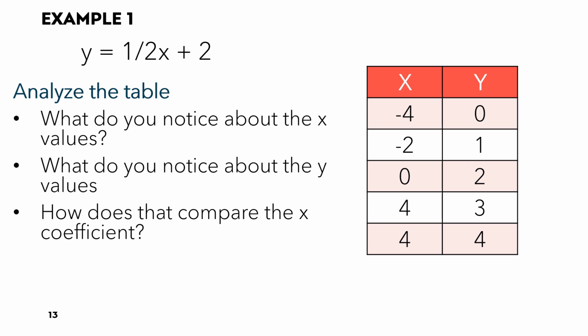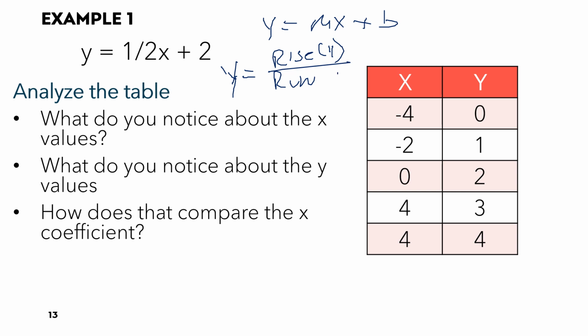Okay, now it's time to analyze the table. A lot of times, especially on standardized tests, you're going to be asked these kind of questions. So let's talk about them. And remember, we're working on y is equal to mx plus b. Sometimes I will write it as y is equal to rise, which is y, over run, which is x, plus b. So what do we notice about the x values? Go ahead and draw these little triangles here. What do you notice? Well, I notice they go up by 2 each time.